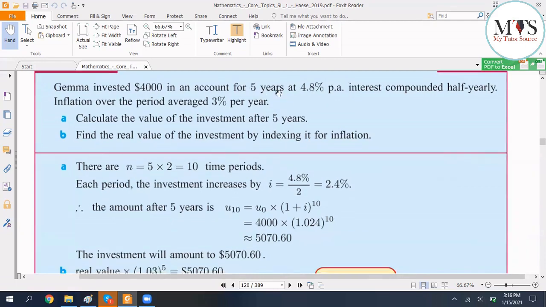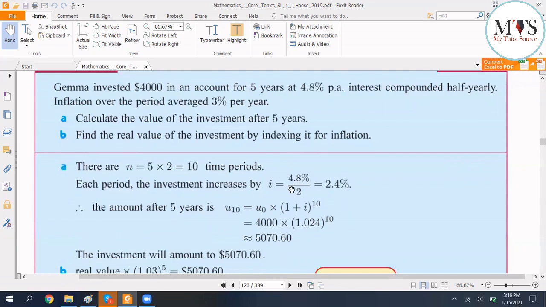This is for 5 years, and the rate is for half a year. So we multiply it by 2, because 5 years is just for 6 months. So we do 5 times 2 so that we have one whole year for the time periods. That's why the time period is 10.